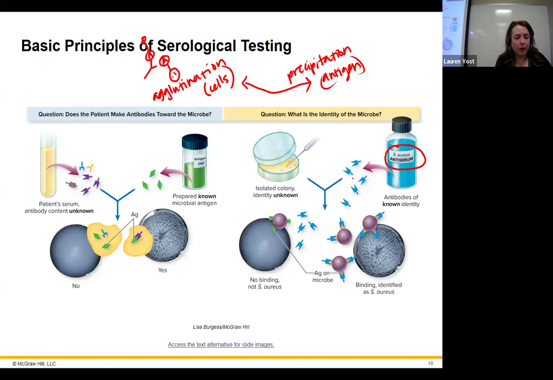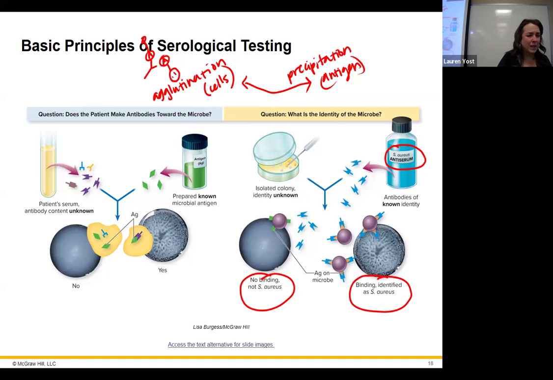Is it going to clump or not? If it does, then that is Staph aureus. If it doesn't, then it's something else. So it's the same exact concepts, right, as what we were seeing with ELISA. We're just not relying on the enzyme color change. Here, we're just looking for clumping, really. So it's the basic concepts.